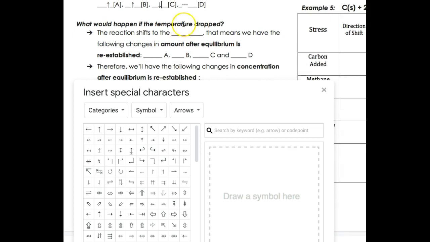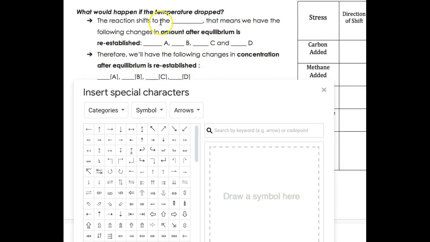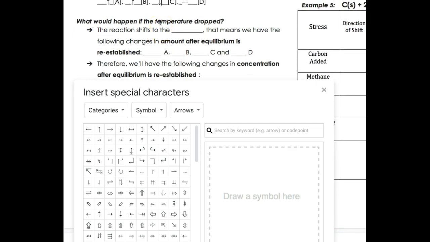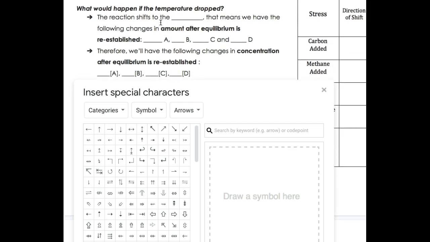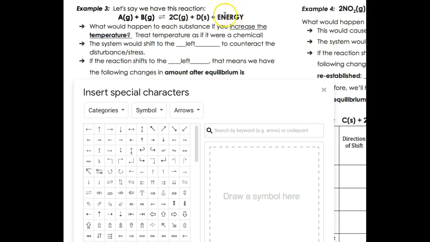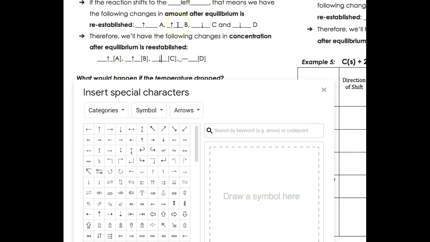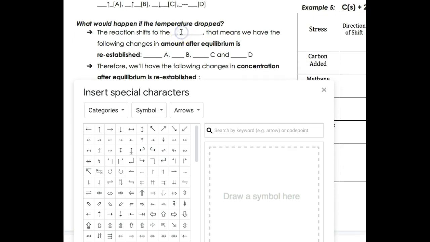Maybe you guys can try this one. What would happen if the temperature dropped? Go ahead and try this one. You're going to use the same equation right here. Now that you tried, less temperature means this guy is going to drop. And if this drops, the system is going to counteract that change by making more of it. So it's going to shift to the right. So right here, you're going to put right.